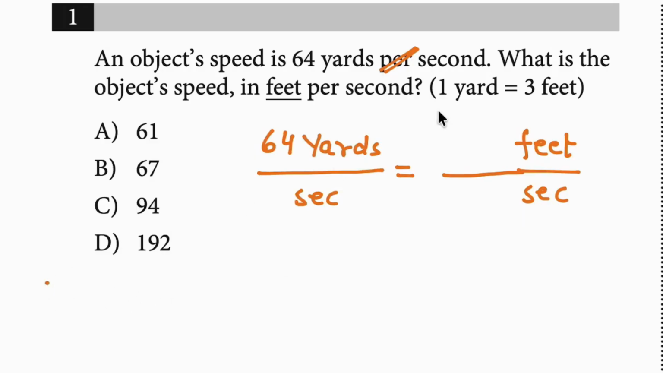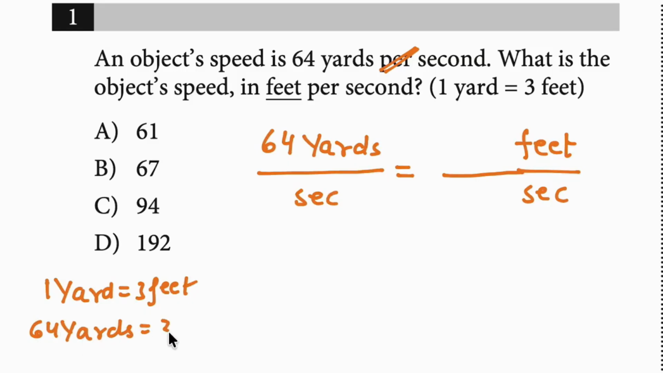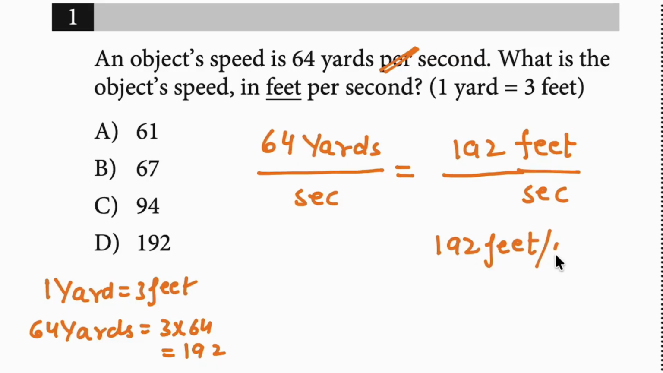And let's see what the numerator is. 1 yard is equal to 3 feet. So we have 64 yards. So 64 yards is equal to how many feet? 3 times 64, which is 192. So that is 192. Okay. Now we can write the proper answer. 192 feet per second. So D is the right option.